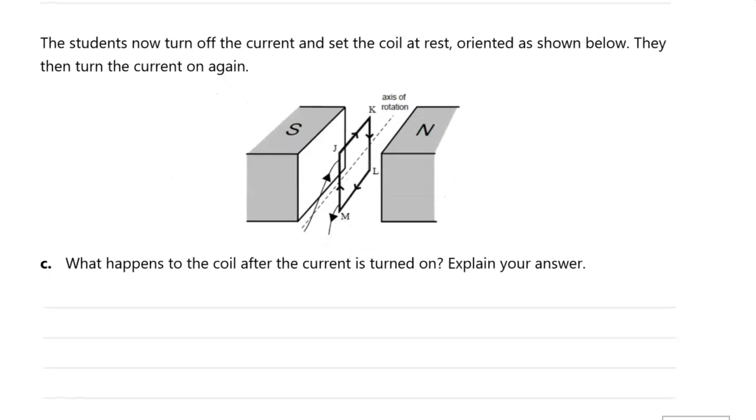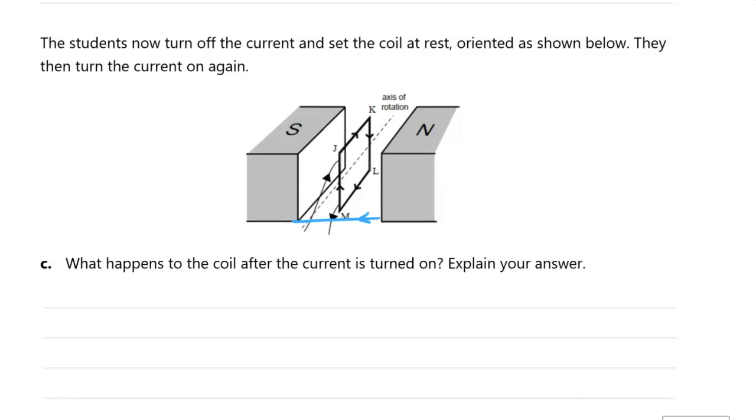Students now turn off the current and set the coil at rest, orientated as shown below. They've turned on the current again. What happens to the coil after the current is turned on? Explain your answer. So to know that would be good to find the direction of forces acting. Okay, so magnetic field still pointing from north to south. Let's apply our right hand slap rule over and over really.